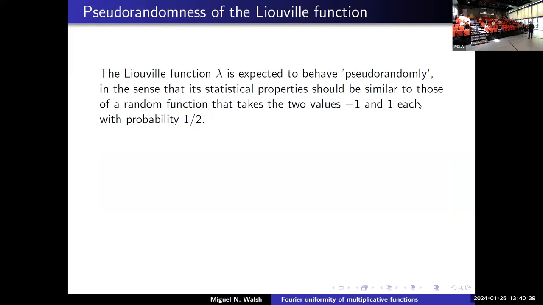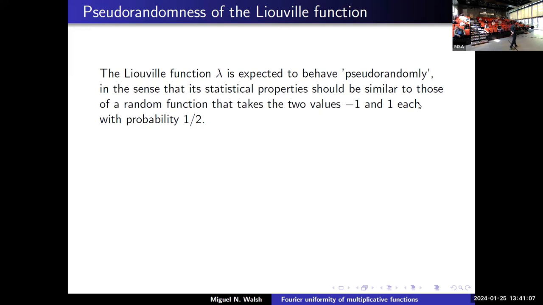And so, indeed, the Liouville function is expected to behave similarly, in the sense that its statistical properties should be similar to those of a random function that takes either of these values, 1 or minus 1, each with probability 1/2. There's a general expectation of this, which, as we saw, would imply in a quantitative form both the twin prime conjecture and the Riemann hypothesis, but it's something that we don't know that much about.